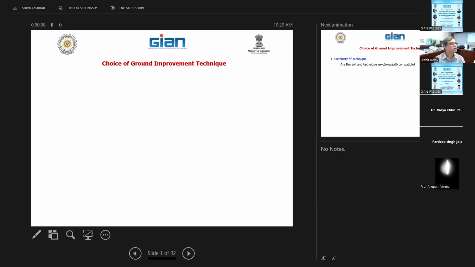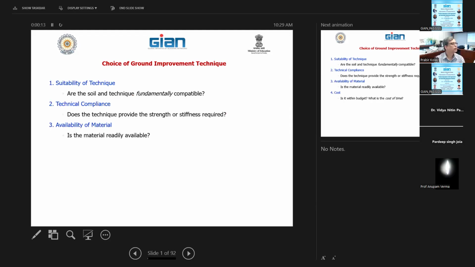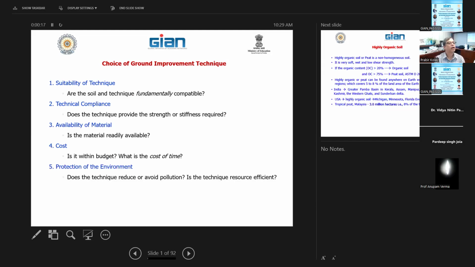Can you see the slides now? Yes, sir. What you can see is the choice of ground treatment technique, right? Yes, the choice of ground treatment techniques. Okay. So basically it's the last part of the different ground treatment techniques.